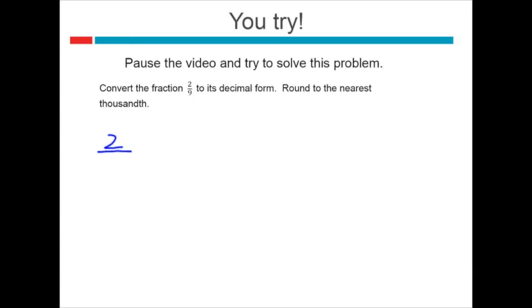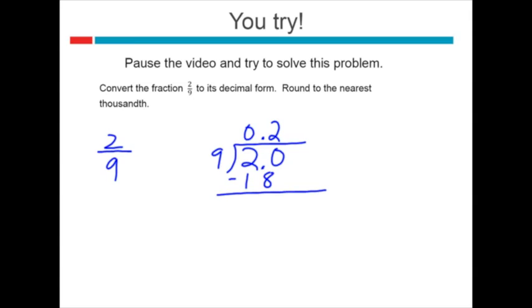All right, let's see how you did. So we're going to do the fraction 2/9. And we're going to do the numerator divided by the denominator. So the numerator goes inside, the denominator goes outside. And I'm going to work through this example a little bit quickly, since we've already done a few together. So 9 cannot go into 2, it goes in 0 times. So I'll add the decimal point here, add a 0 after in my dividend. And 9 goes into 20 2 times. Multiply, you get 18. Subtract, and you get 2.